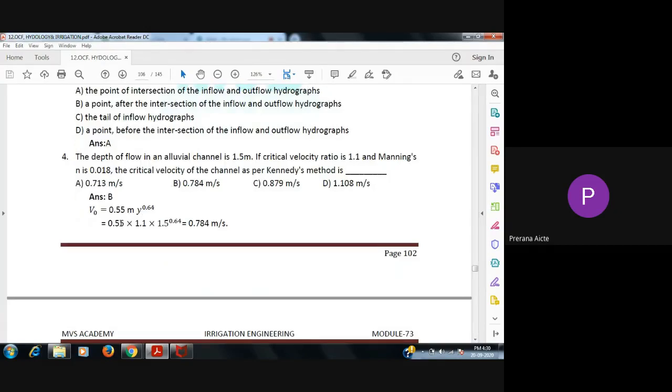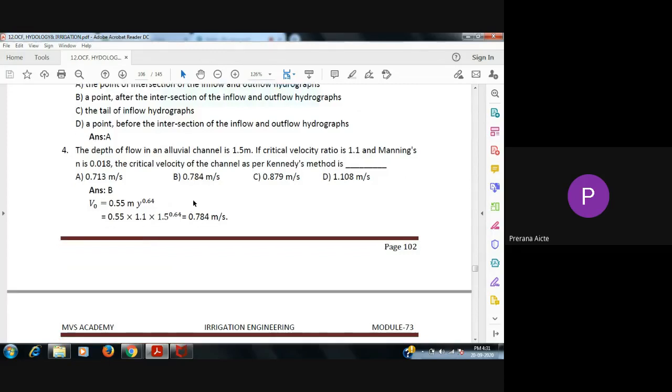Critical velocity V0 = 0.55 m y^0.64. The depth of flow in an alluvial channel. What is meant by an alluvial channel? The flow in a channel through alluvial soil is called an alluvial channel. The depth of flow in the alluvial channel is 1.5 meters, y = 1.5. The critical velocity ratio CVR, V/V0, equals 1.1, and Manning's n is 0.01. Find the critical velocity of the channel as per Kennedy's method. You know V0 = 0.55 m y^0.64. Substituting, with m the critical velocity ratio equal to 1.1, V0 = 1.1 into 1.5^0.64, about 0.7 meters per second.